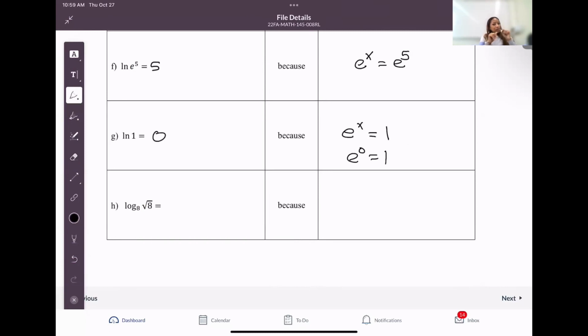And last one, oh, this one's fun. I'm going to rewrite this a little bit before we solve it. This is log base 8 of the square root of 8, and the square root of 8 is 8 to the 1/2 power. So when we rewrite this, we're asking 8 to what power equals 8 to the 1/2 power? We get that 1/2 back. Anytime our base here is the same as the base here, the answer always ends up being just whatever the exponent is.